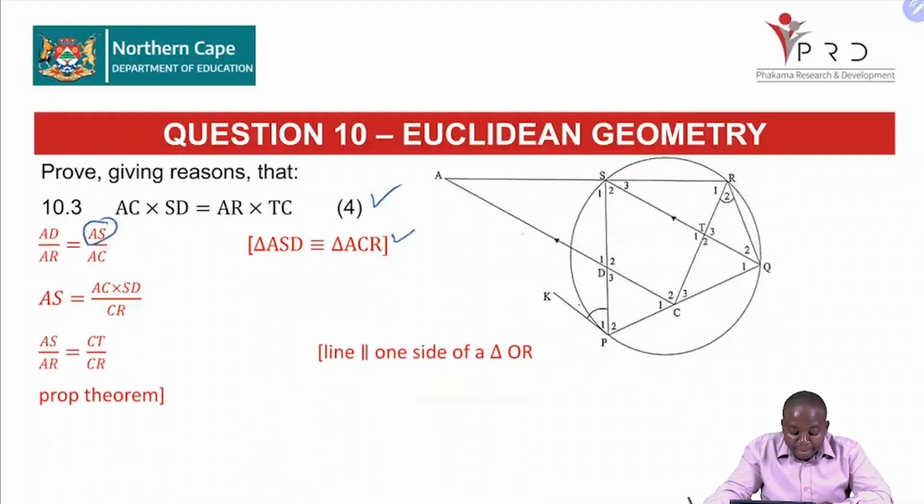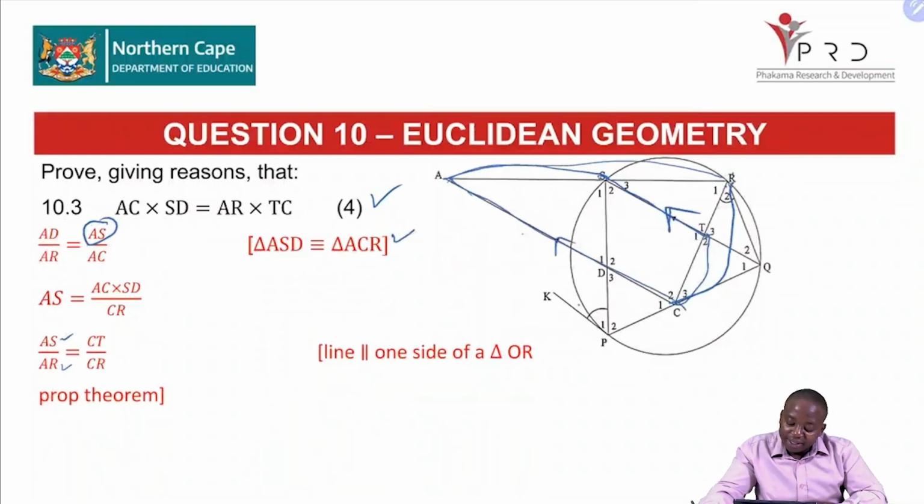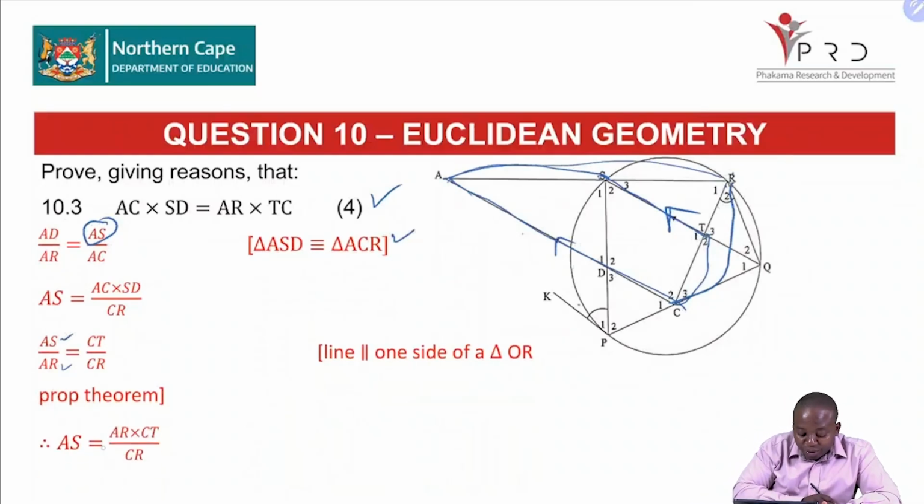Then what do we do from here? We remember that AS over AR is equal to CT over CR. This is proportionality, because we are told that the two sides are parallel, so I can prove that proportionality also. Therefore, AS is equal to AR times CT over CR. So that's what we are now having for this question.